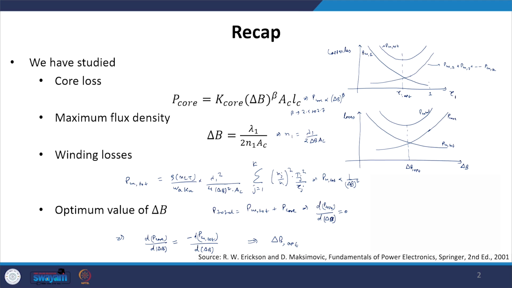So, when we do the total copper loss, what we see is that there is an optimum value of gamma for which the total copper loss is minimal. So, one has to do the optimization to obtain the optimum value of gamma 1 such that the total copper losses, or you can say the total winding losses, are minimal. So, this is what we have understood.